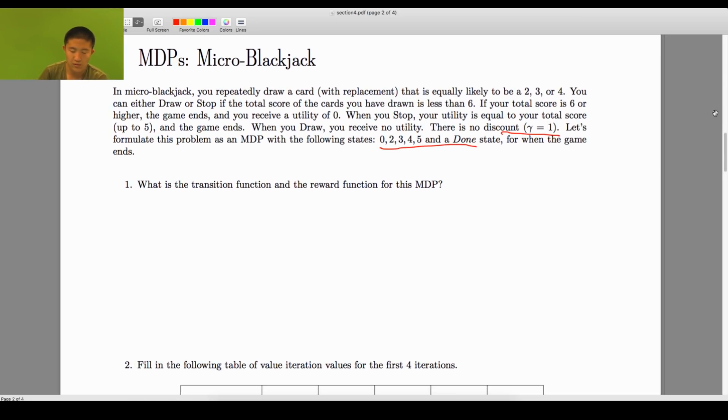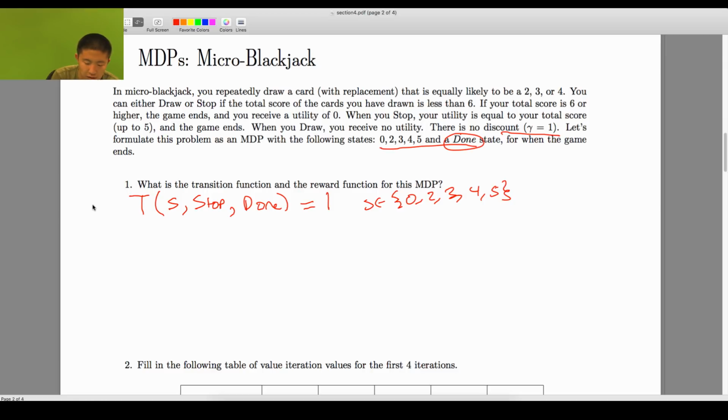First, we want to design a transition and reward function for this MDP. In the case of the transition, if we start in any state and we stop, then we go to done. This is with a probability of 1 because there is no randomness when we choose to stop. We will always transition to the done state. This only applies for states in 0, 2, 3, 4, 5, basically every state except done, because once you're in the done state, you can't take any actions because it's a terminal state. So this covers everything for the action stop.